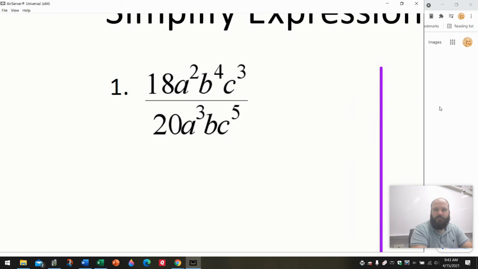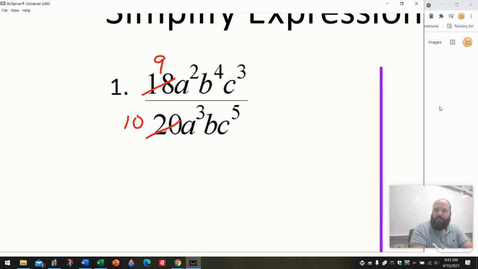So for instance, for this one, we have the numbers 18 and 20. They are both divisible by 2. That's the biggest number that they're both divisible by. So I will turn the 18 into a 9, and the 20 will turn into 10. So those are completely simplified.